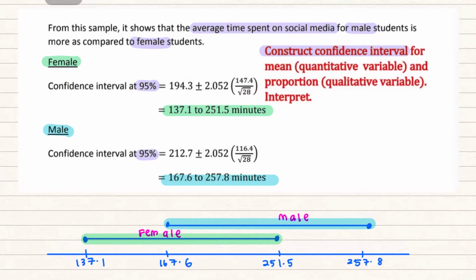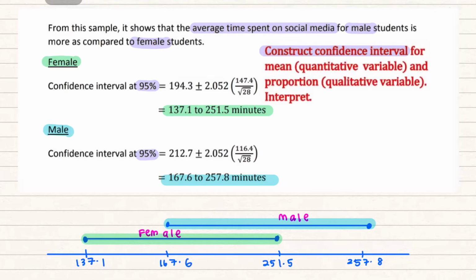After you get the values, if you look at the green color, the female one, you have 137.1 to 251.5 minutes spent on social media. And the male is 167.6 to 257.8 minutes spent on social media. If you look over here, there are overlapping values. So since there are overlapping values, there is no statistical evidence to conclude a difference for the time spent on social media.